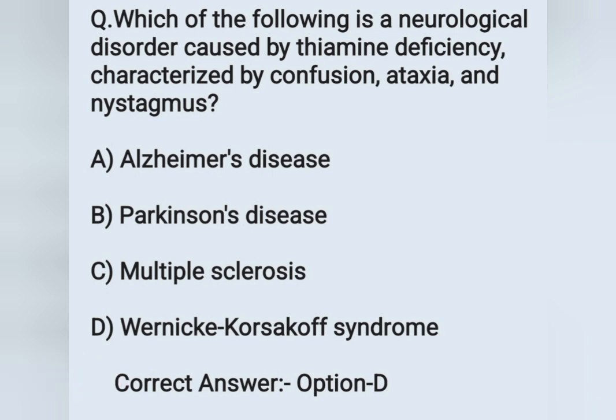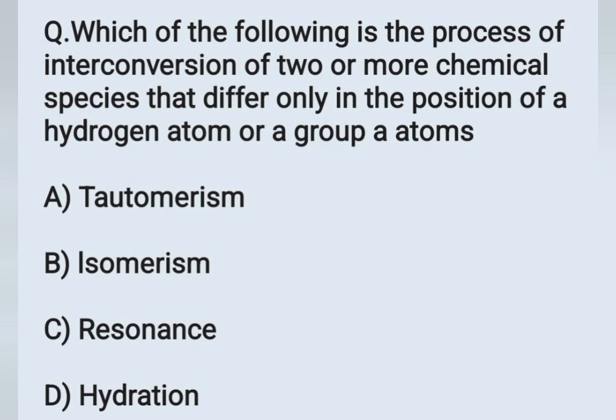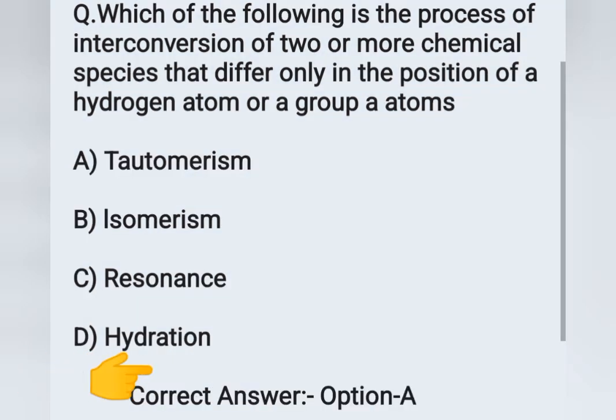And the next question is which of the following is the process of interconversion of two or more chemical species that differ only in the position of a hydrogen atom or a group of atoms? Options: option A tautomerism, option B isomerism, option C resonance, option D hydration. And the correct answer is option A, it is tautomerism. Move on to the next question.